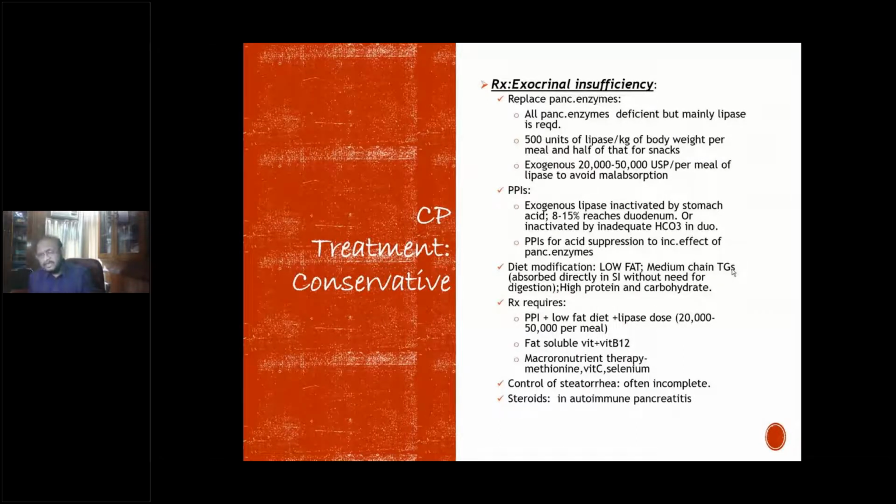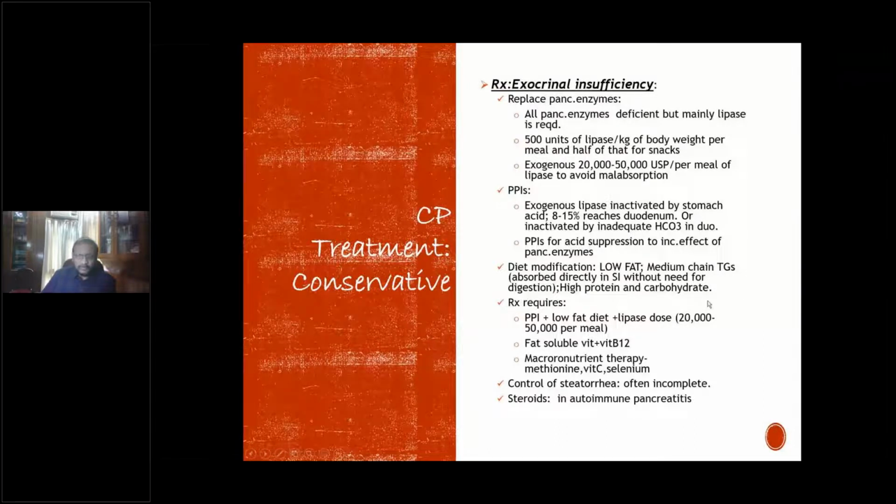Fat does not get absorbed, so you go in for a negative balance, right? Weight. But if your fat does not require digestion and gets absorbed by itself, then obviously it doesn't require the pancreatic lipase. And that happens only if your diet is rich in medium chain triglycerides. High protein and high carbohydrate are also required.